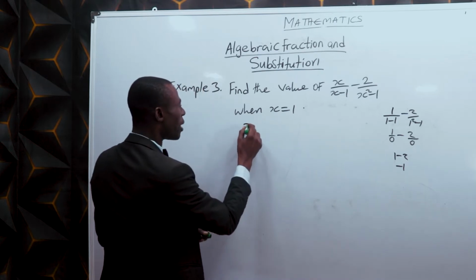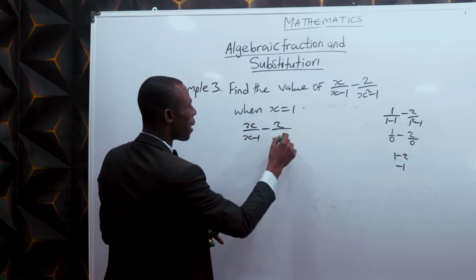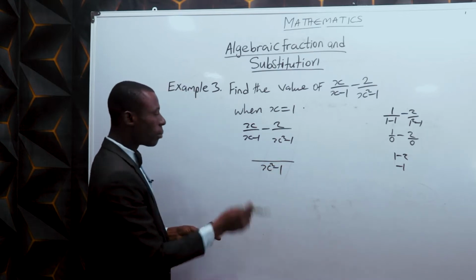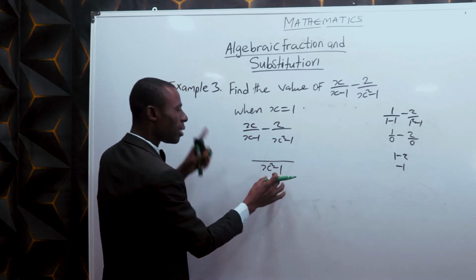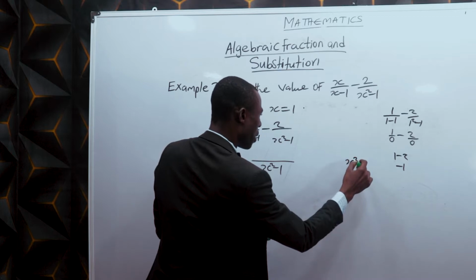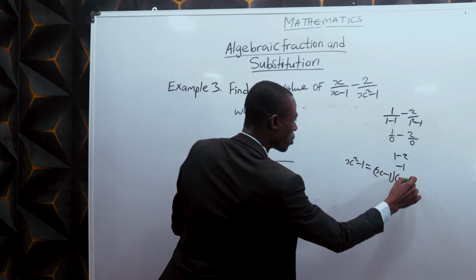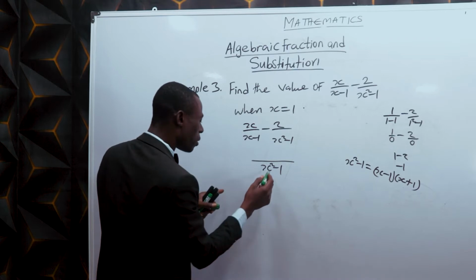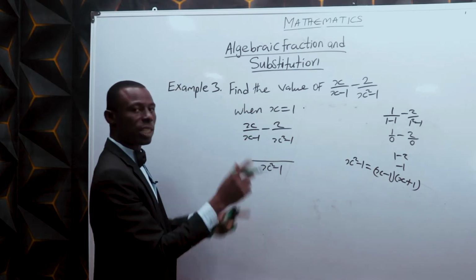So how do you simplify? x over x minus 1 minus 2 over x squared minus 1. The LCM is x squared minus 1, don't forget. x minus 1 in x squared minus 1 gives us x plus 1. Remember, x squared minus 1 is the same thing as x minus 1 into x plus 1. Don't forget the difference of two squares. So x minus 1 in x squared minus 1 gives us x plus 1.